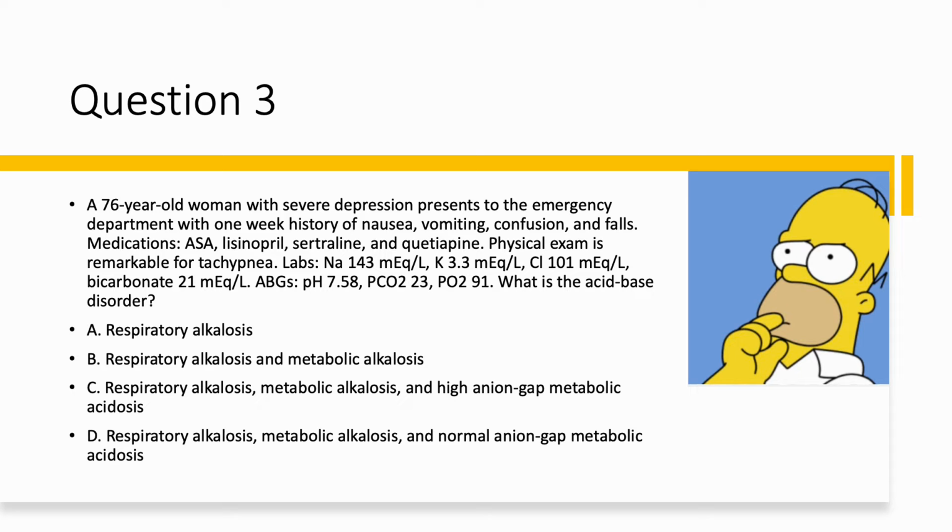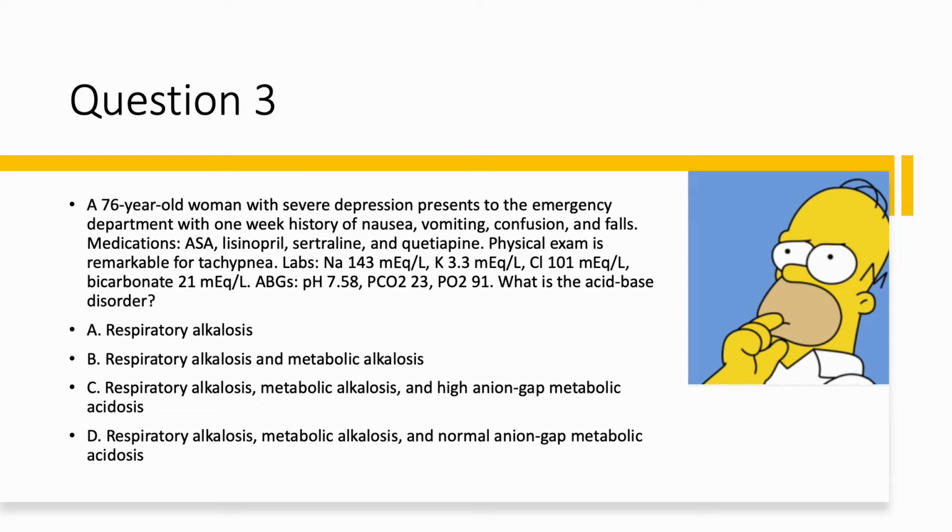Question number 3. So this question is a little bit difficult. It requires some thinking. A 76-year-old woman with severe depression presents to the emergency department with 1-week history of nausea, vomiting, confusion, and falls. Medications include aspirin, lisinopril, sertraline, and quetiapine. Physical examination is remarkable for tachypnea. Laboratory evaluation reveals a sodium of 143, potassium 3.3, chloride 101, and bicarbonate 21, all in milliequivalents per liter. Arterial blood gases: pH 7.58, PCO2 23, PO2 91.